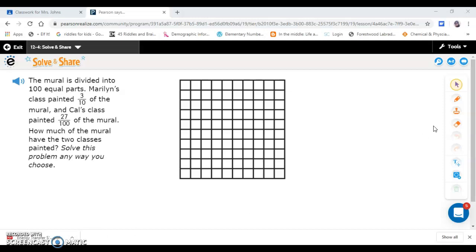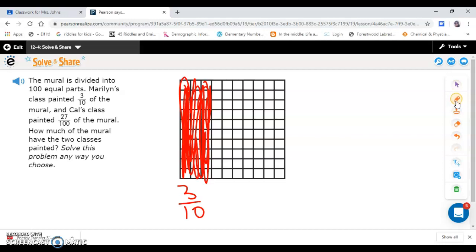Okay, so I wonder how many of you used the model here and you said, okay, well, I know 3/10 is actually equal to 1, 2, 3. So that's what's equal to 3/10. And then Cal's class did 27/100, and then we can look and we could say 27. So this is 10, 20, 1, 2, 3, 4, 5, 6, 7, 27/100.